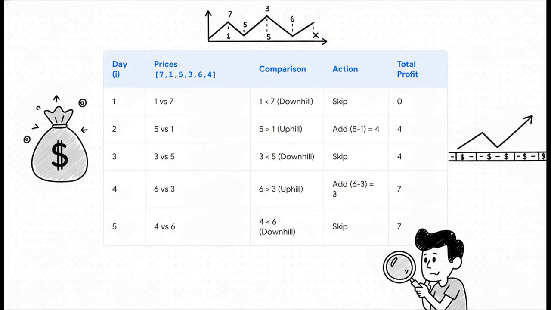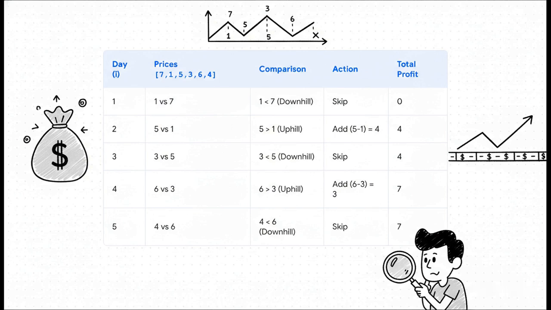Our prices are 7, 1, 5, 3, 6, and 4. So, day 1, we're comparing today's price, 1, with yesterday's 7. The price dropped, right? That's a downhill slide. So we do nothing. Total profit is still 0. Okay, day 2. Price jumps from 1 up to 5. That's an uphill climb, so we take that profit. 5 minus 1 is 4. Our total profit is now 4.